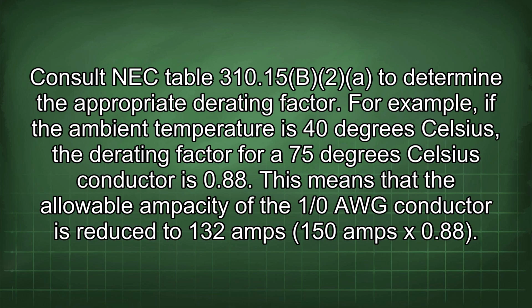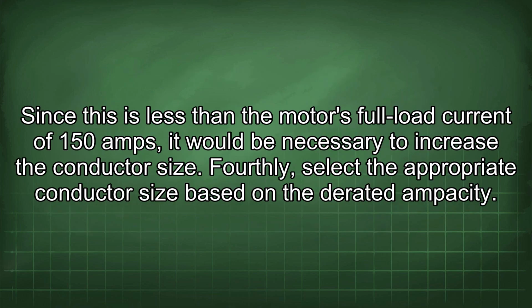For example, if the ambient temperature is 40 degrees Celsius, the derating factor for a 75 degrees Celsius conductor is 0.88. This means that the allowable ampacity of the 1/0 AWG conductor is reduced to 132 amps, 150 amps x 0.88. Since this is less than the motor's full load current of 150 amps, it would be necessary to increase the conductor size. Fourthly, select the appropriate conductor size based on the derated ampacity.